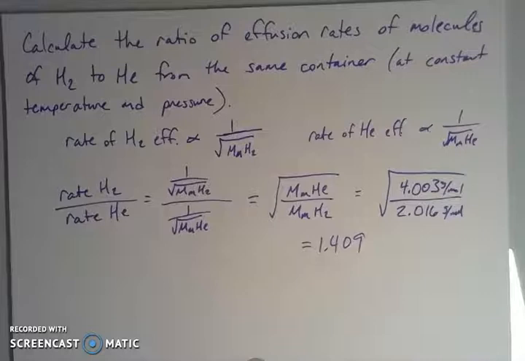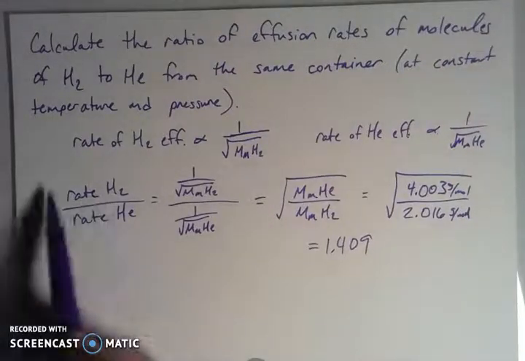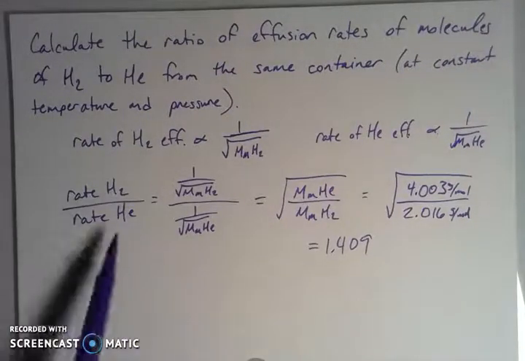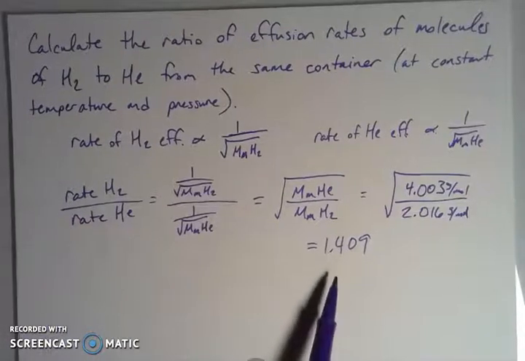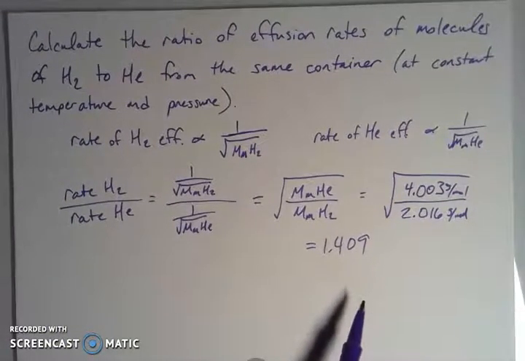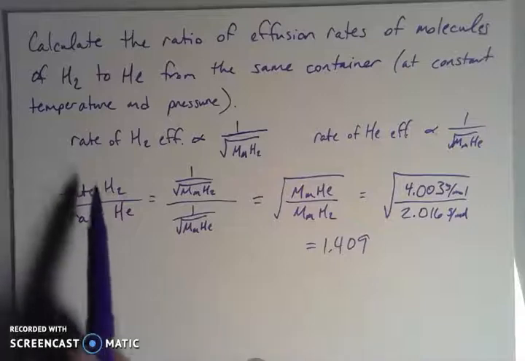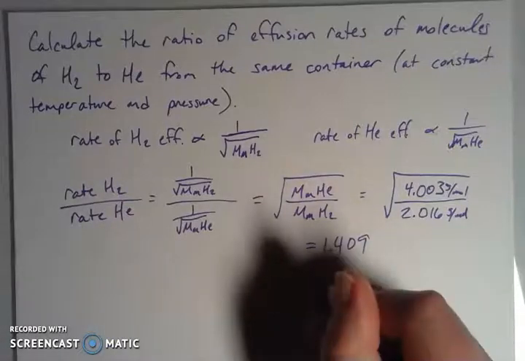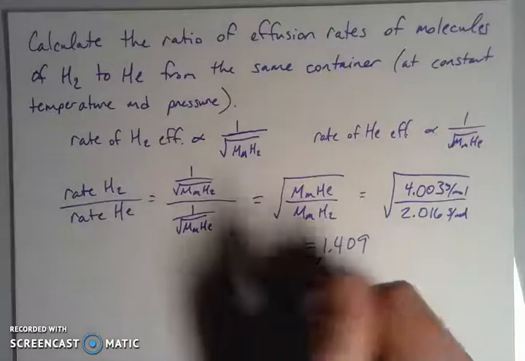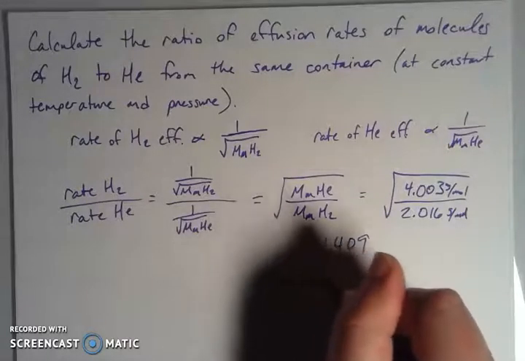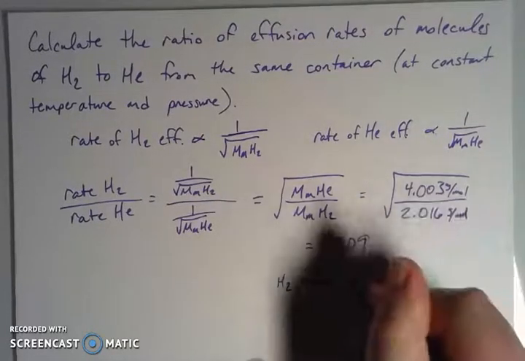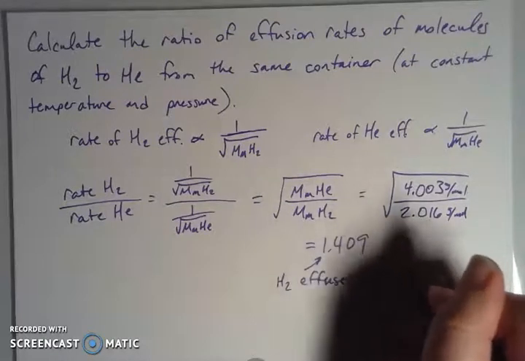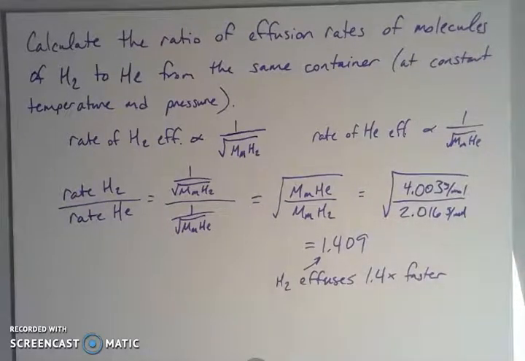I set up my ratio to see by how much larger this one is than that one. You could have flipped it the other direction, and this would have been a less than 1 number, and that would have been fine too. You would have said that's how much faster helium is, knowing that it's slower. So it doesn't matter which way you set this kind of problem up. But the interpretation of this result is that H2 effuses 1.4 times faster than helium because of its smaller mass.